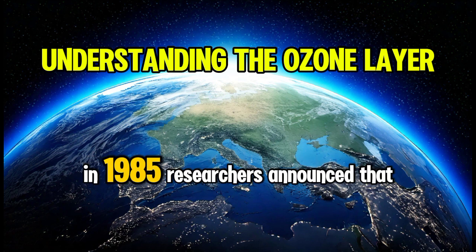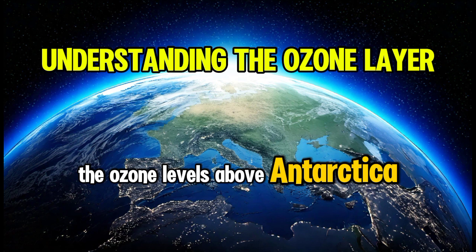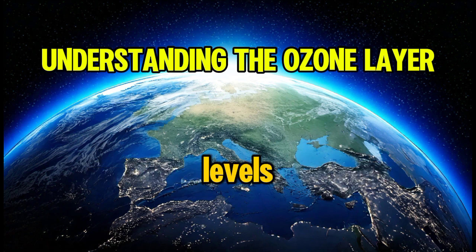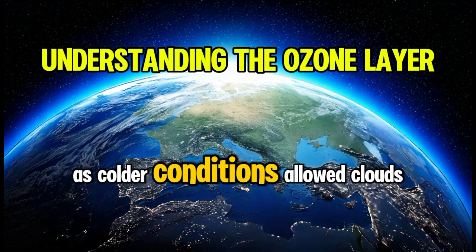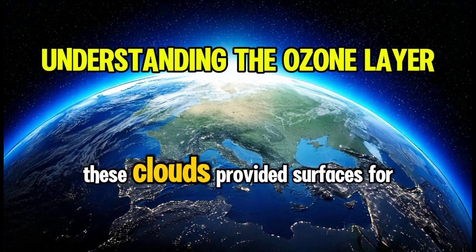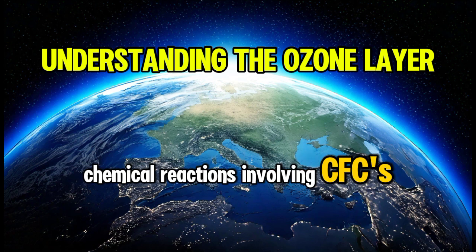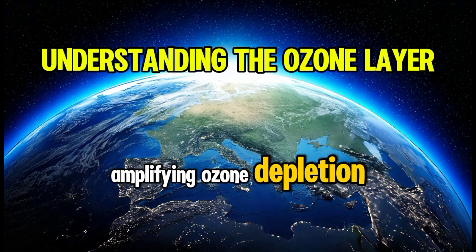In 1985, researchers announced that the ozone levels above Antarctica were dropping to extremely low levels each spring, as colder conditions allowed clouds to form in the stratosphere. These clouds provided surfaces for chemical reactions involving CFCs, amplifying ozone depletion.